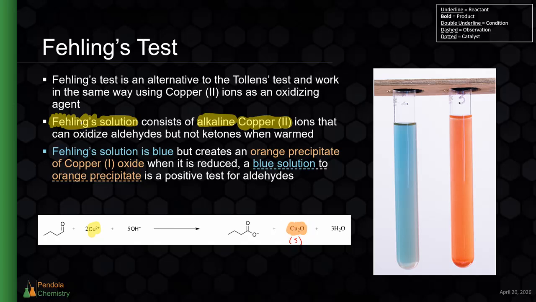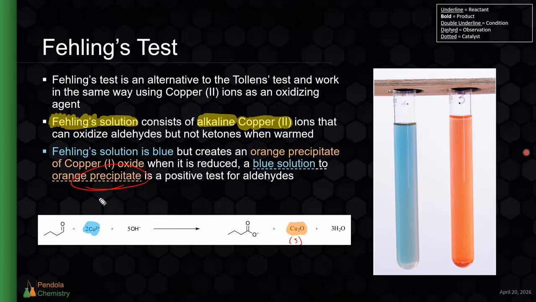Whereas the copper 2 plus ions that it was created from are blue in color. So when we get a positive test for a Fehling's test, when Fehling's solution gets reacted with an aldehyde, the blue solution will convert into an orange precipitate. Now it's very important here that you don't just say that it's an orange solution, because that will be incorrect. It is an orange precipitate.